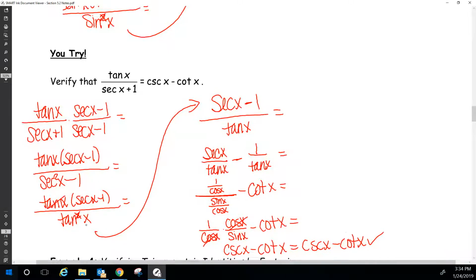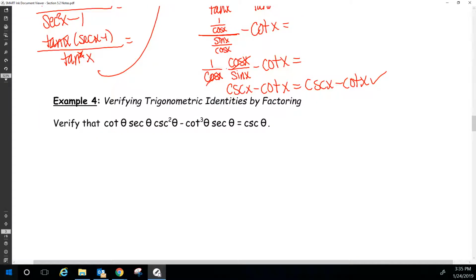All right, that's example number 3. I'll be back with example number 4 in just a minute.